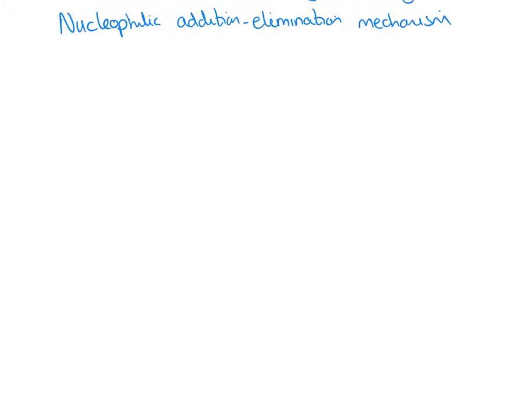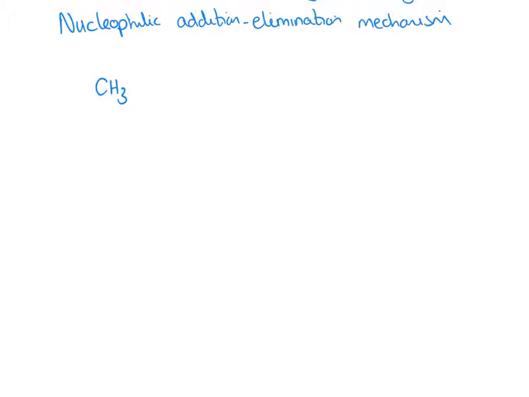Now both acyl chlorides and acid anhydrides both undergo nucleophilic addition-elimination reactions. Now if we have a look at the general mechanism, then we can have a look at how it applies when they react with a whole group of different substances, including water, alcohols, ammonia and amines. But the mechanism is going to be the same in each case.